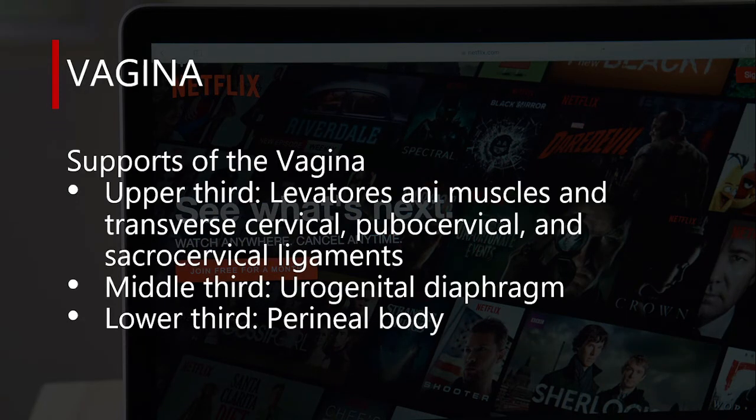So the vagina is supported in the upper third by the levator ani muscle and the transverse cervical, pubocervical, and sacrocervical ligaments. The middle third is supported by the urogenital diaphragm, and the lower third by the perineal body.